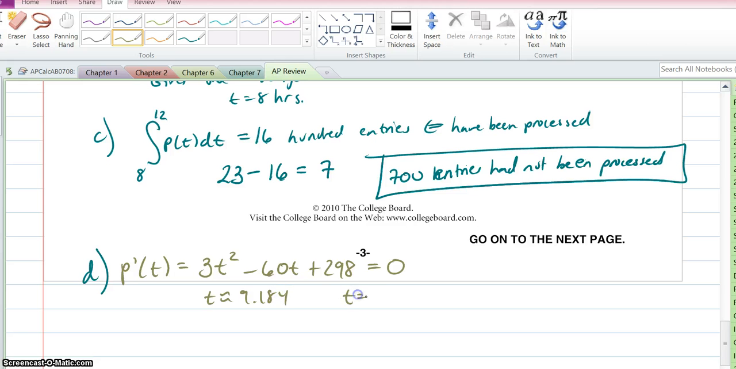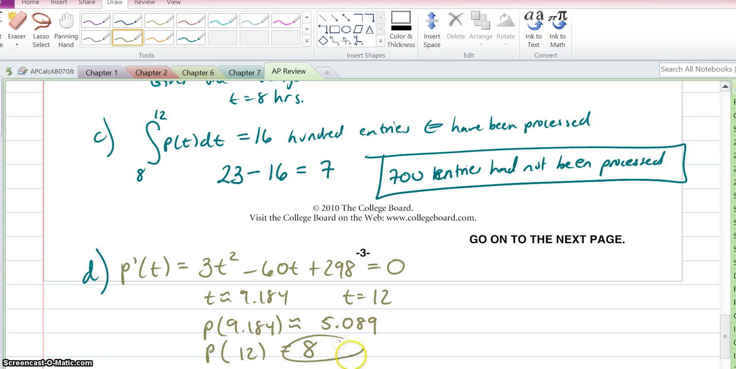The other possible max is the right endpoint, since it's increasing up to that point. You need to test both of those. So when I plug 9.184 into the original function, I get that I'm processing at a rate of 5.089. And if I plug 12 into it, I get 8. So comparing those two, this is the bigger one.